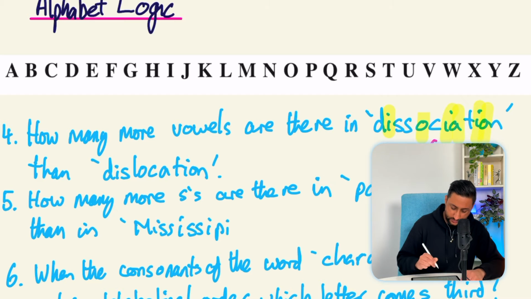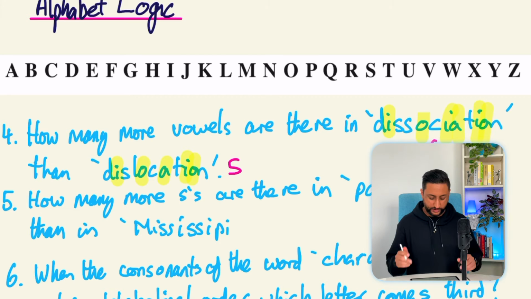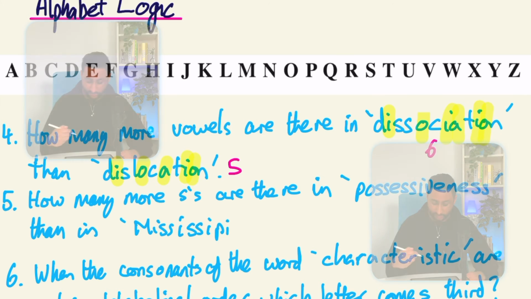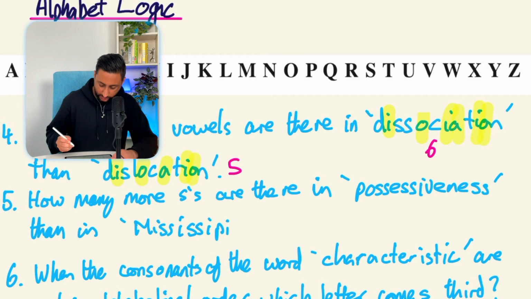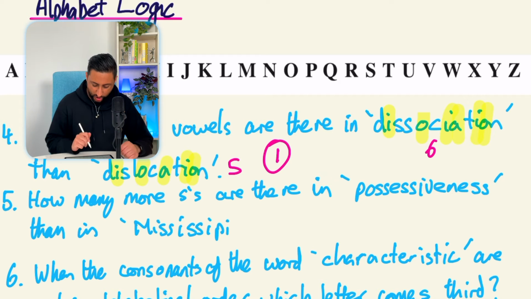And then we're going to look at the vowels in dislocation. So we've got an I, an O, an A, an I, and an O. 1, 2, 3, 4, 5. So there are 5 vowels in dislocation. Now the question says how many more vowels are there in dissociation than dislocation. So how many more? That is going to be 1, because 6 is 1 more than 5, so 1 is our answer.